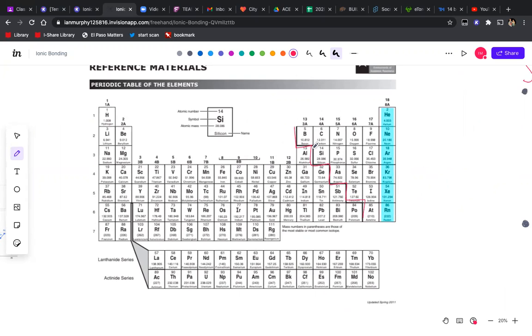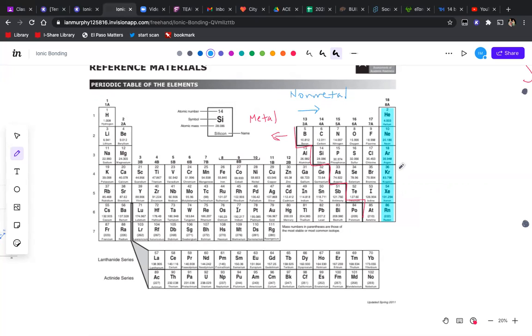Now some of these elements here are considered metalloids, like silicon, for example. They kind of blur the line between metal and nonmetal, right? But generally speaking, if you're on the left side of this staircase, you're a metal. And if you're on the right side of the staircase, you're a nonmetal.